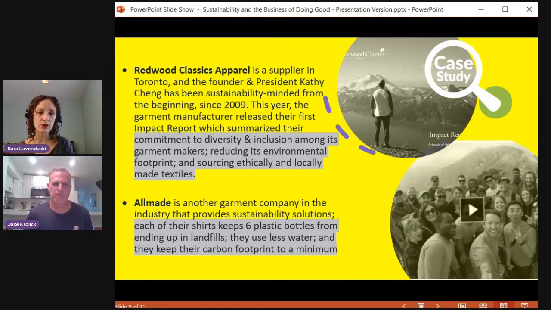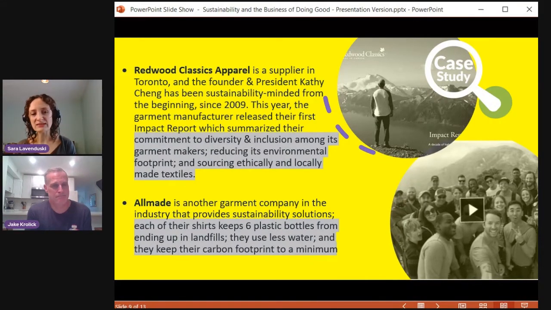All Made is another example. They're a garment company in our industry. They provide sustainability solutions, and each of their shirts keeps 6 plastic bottles from ending up in landfills. They use less water. The textile industry tends to be a wasteful industry traditionally, and a lot of people are working to make sure that waste is reduced or eliminated. They also keep their carbon footprint to a minimum.